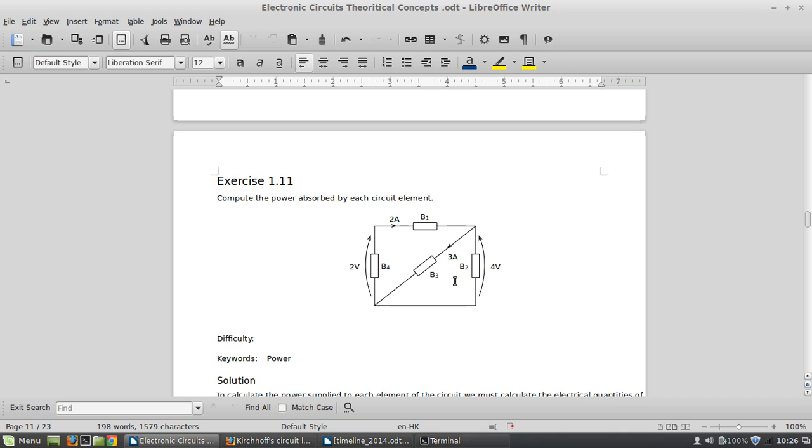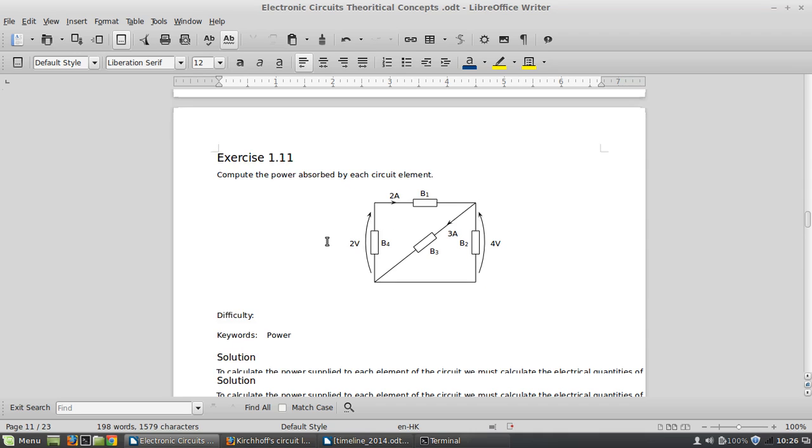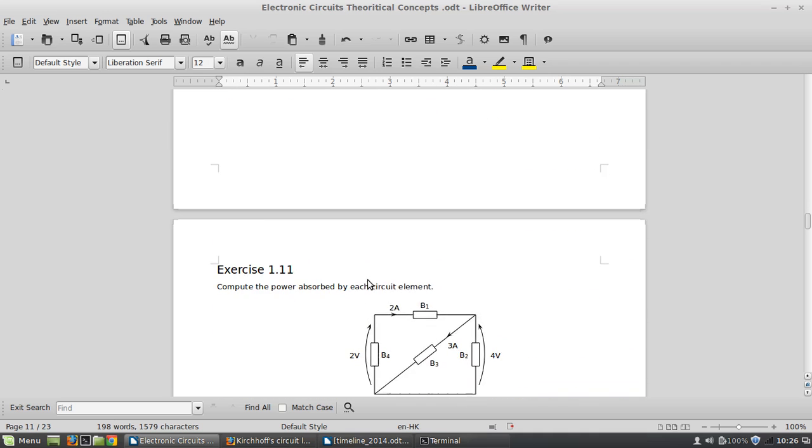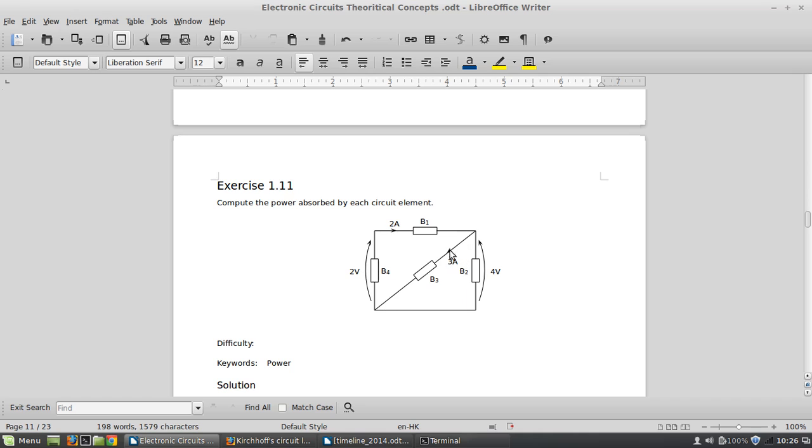So guys, what you have to do here is compute the power absorbed by each circuit element. As you guys already know, power is the ability of doing work, a capacity of doing work. And there's a simple expression to find the power: current multiplied with voltage. The product of current and voltage gives you the power.